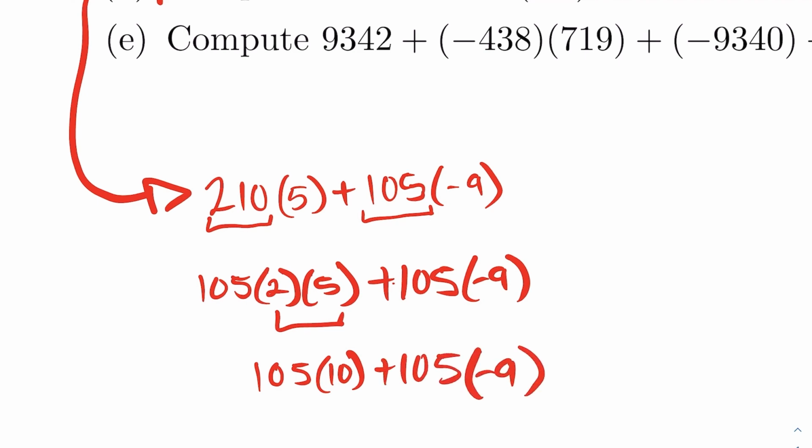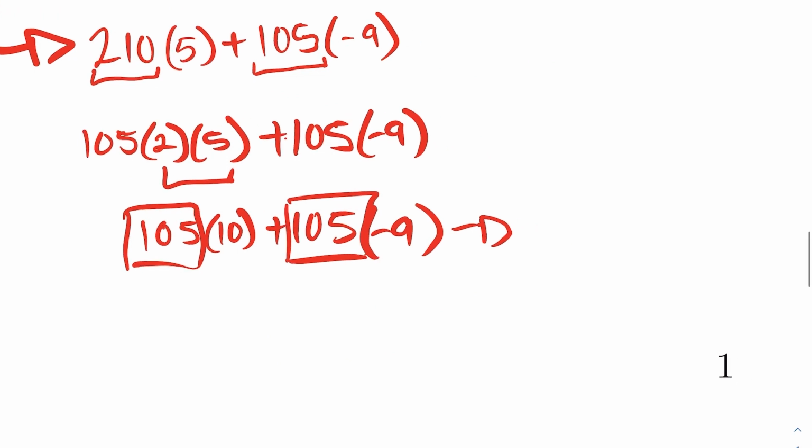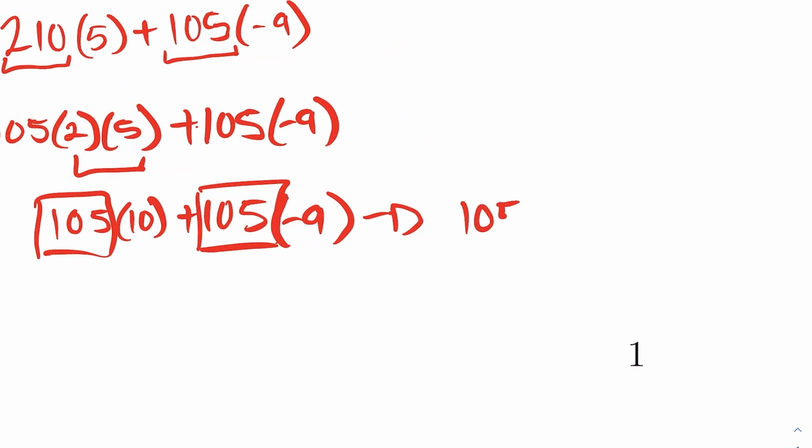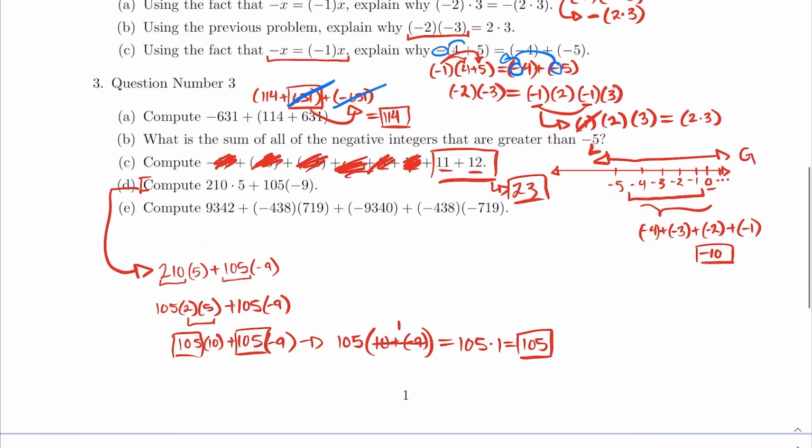Now we can take this number and factor it out, such that we get 105 times 10 plus negative 9. And 10 plus negative 9 is just equal to 1. And so our final answer will be 105 times 1, or just 105. And so that's our answer for D.